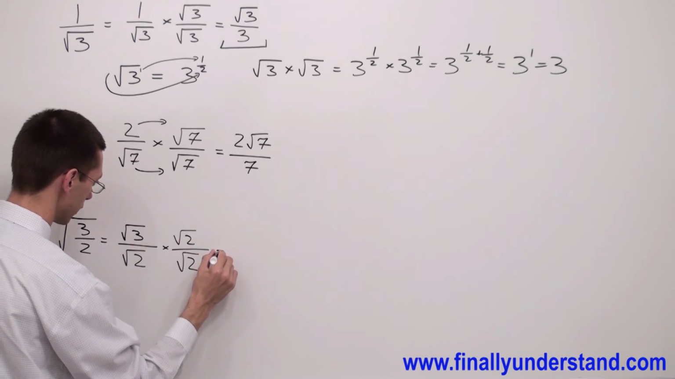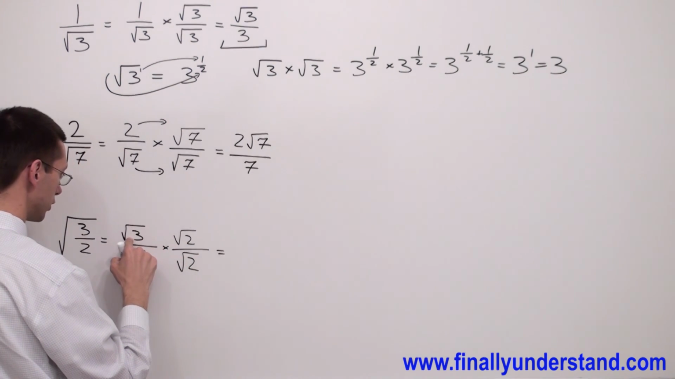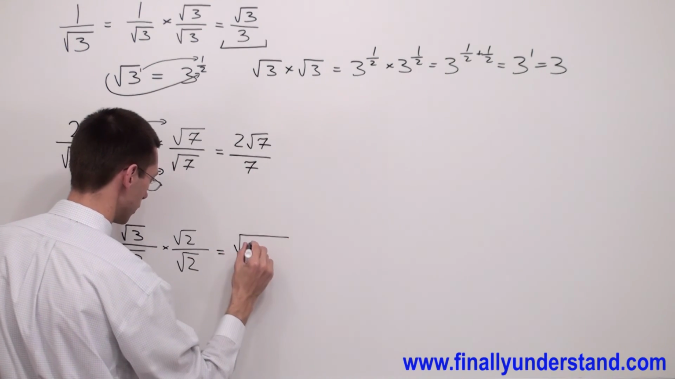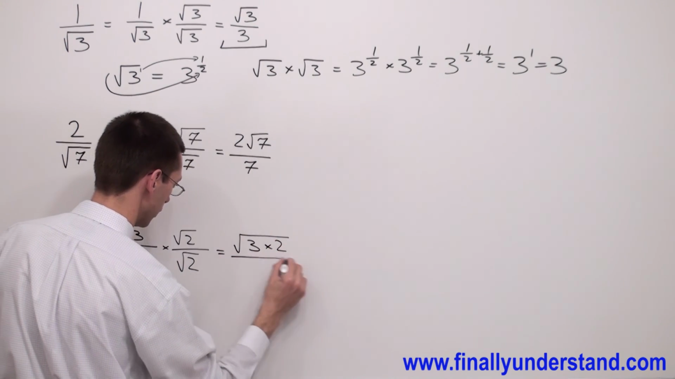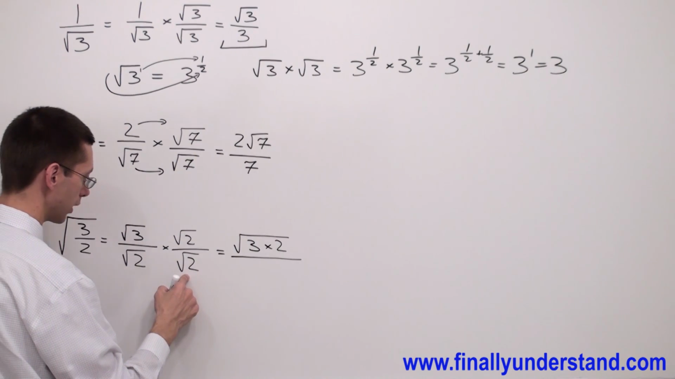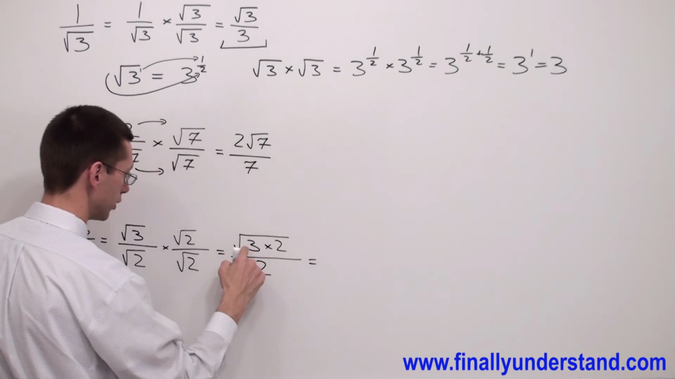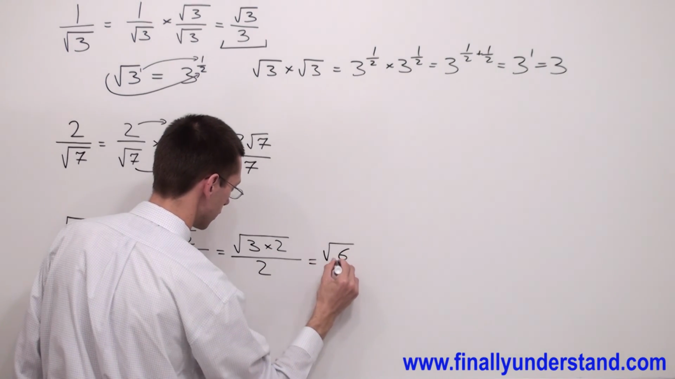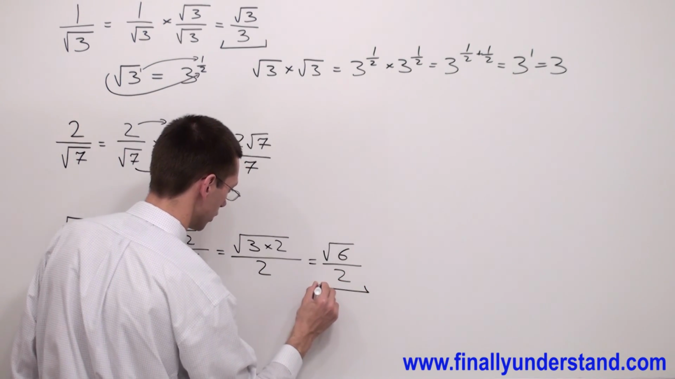So I'm going to have square root of 3 times square root of 2. I can rewrite as square root of 3 times 2 over square root of 2 times square root of 2, which is equal to 2. So I'm going to have 3 times 2 is 6. I have square root of 6 over 2. This is the solution to my problem.